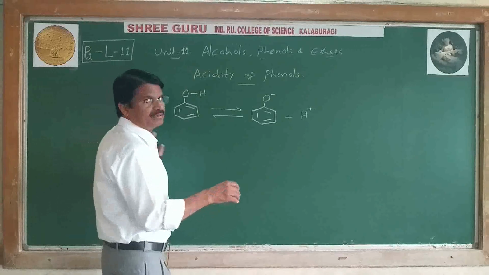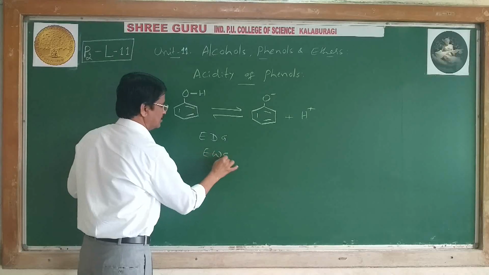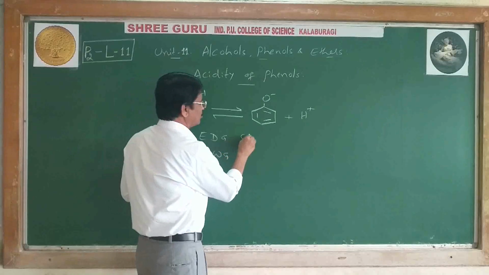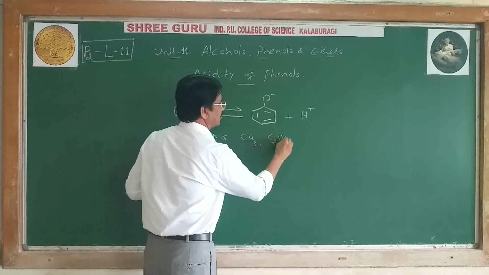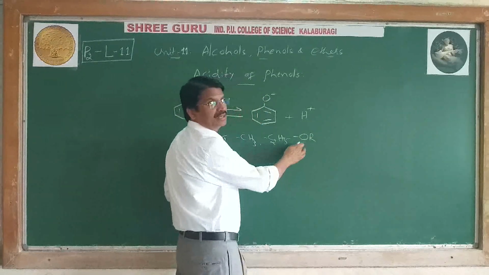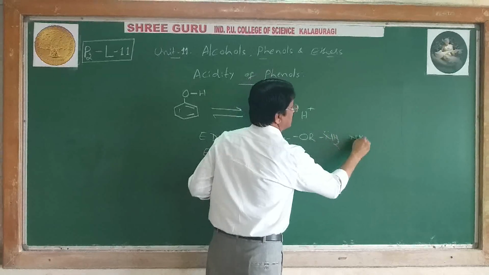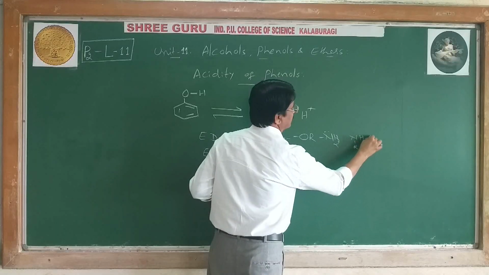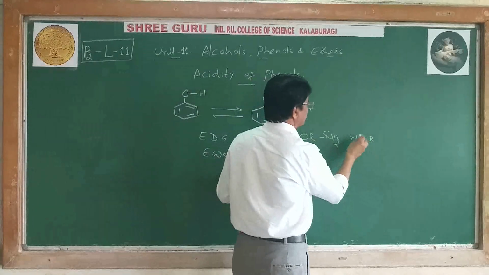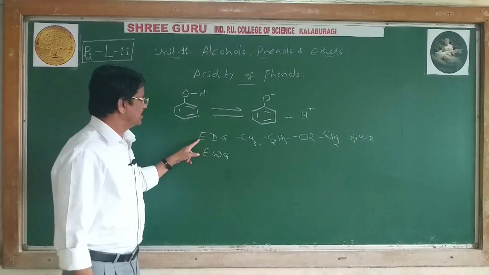Next, if EDG and EWG groups are present, electron donating group and electron withdrawing group. Electron donating groups: methyl, ethyl, alkoxy, ether group, amine group, and secondary amines. Yes, these groups are said to be electron donating groups.